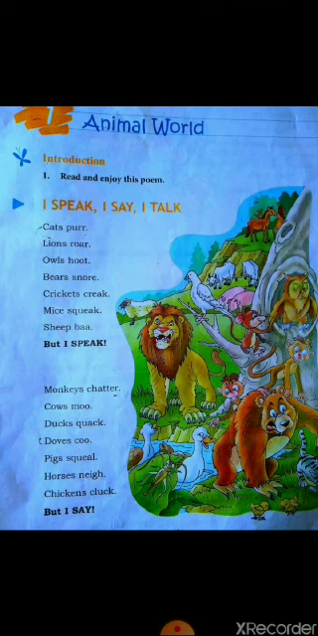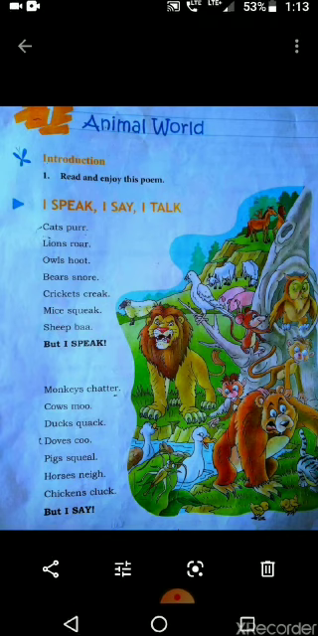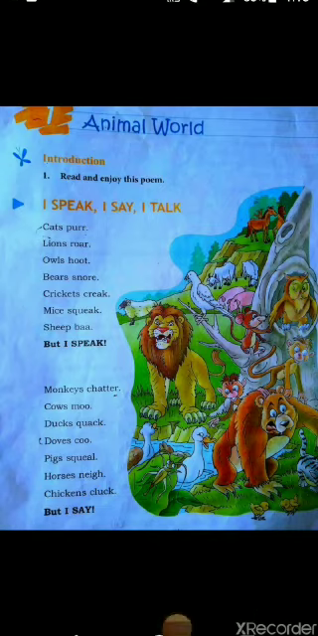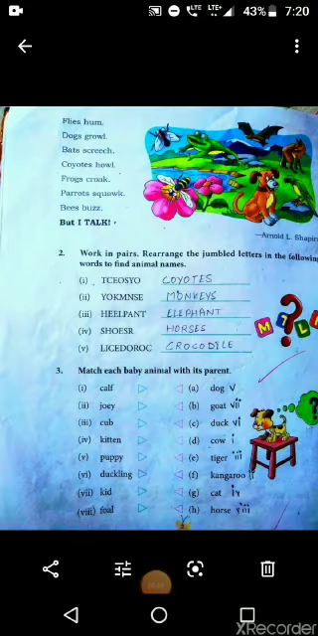Monkeys chatter, cows moo, ducks quack, doves coo, pigs squeal, horses neigh, chickens cluck, but I say. Flies hum, dogs growl, bats screech, coyotes howl, frogs croak, parrots squawk, bees buzz, but I talk.